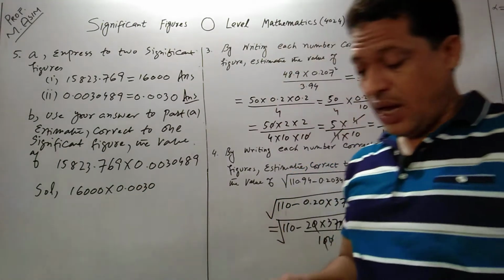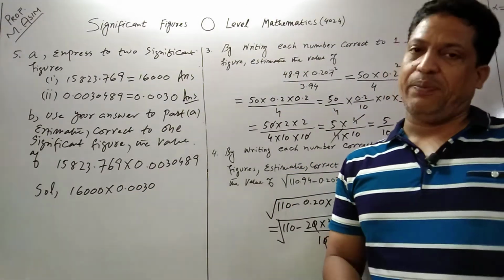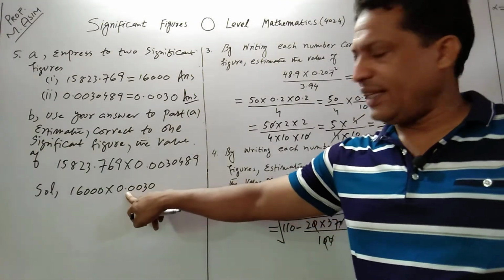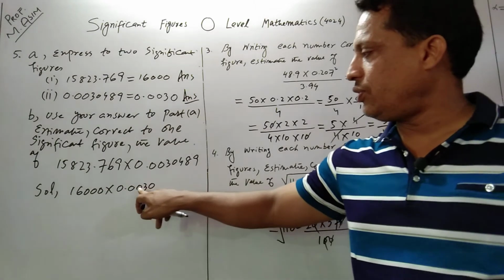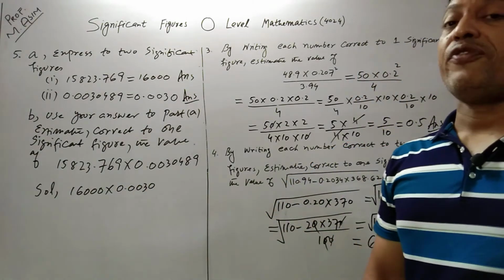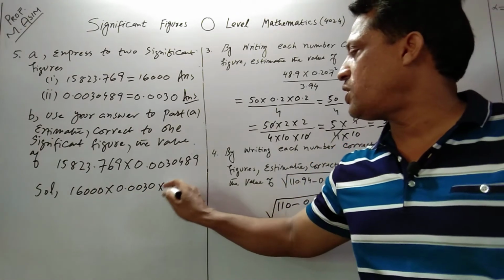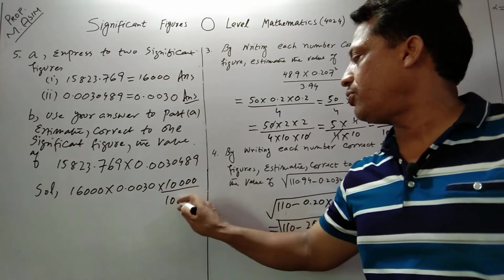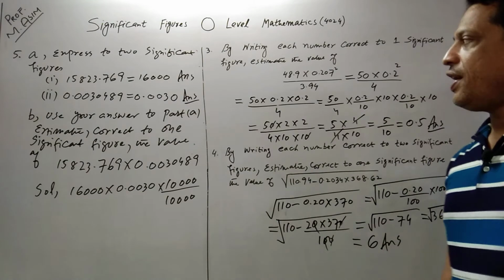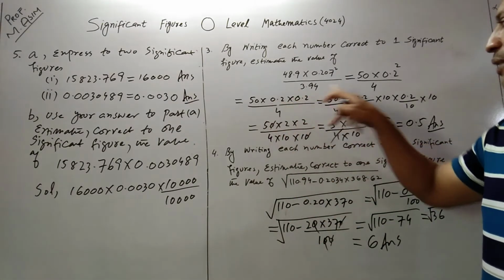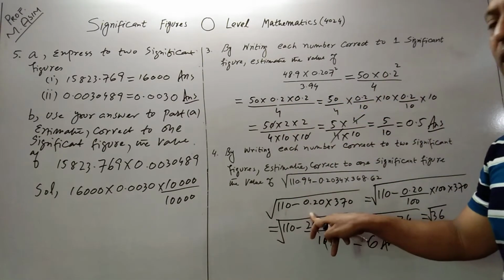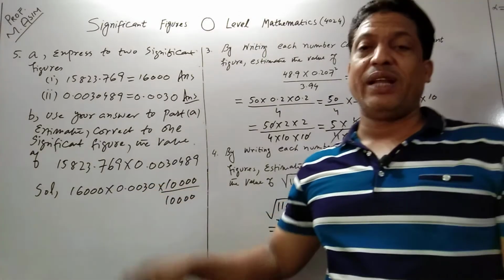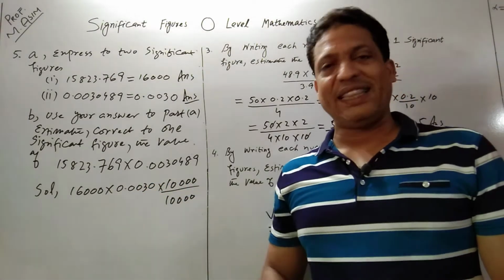Now we have to multiply how many decimals? It is correct to 4 decimal places. So if you have 4 decimal places, you must multiply and divide by 4 zeros. If you have 1 decimal place, you must multiply by 10. If you have 2 decimal places, you must multiply and divide by 100. And if you have 4 decimal places, you must multiply and divide by 10,000.